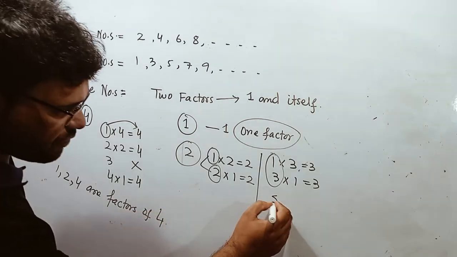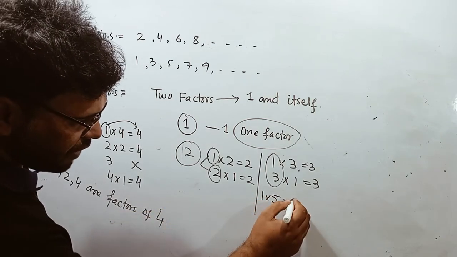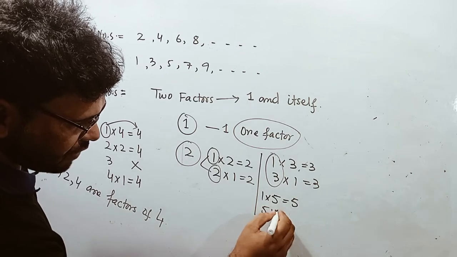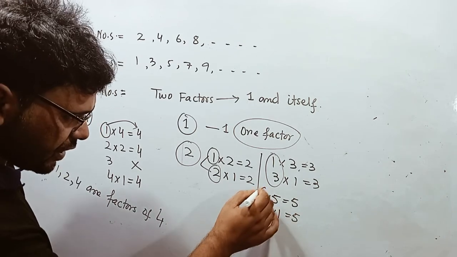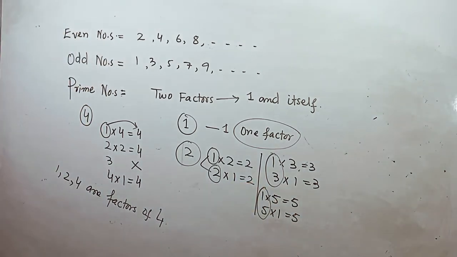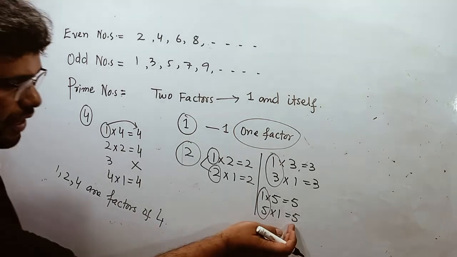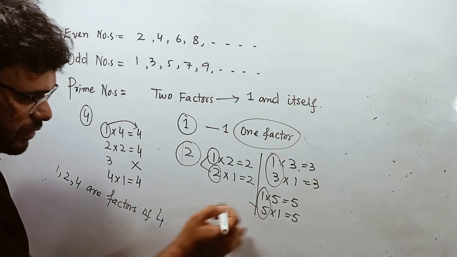Now next 5. 1 5s are 5, 5 1s are 5. You can see here 2 factors. 1 can divide the 5 and 5 itself can divide the 5. So there are only 2 factors.